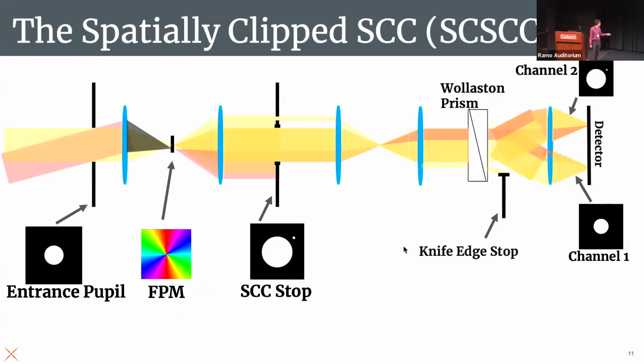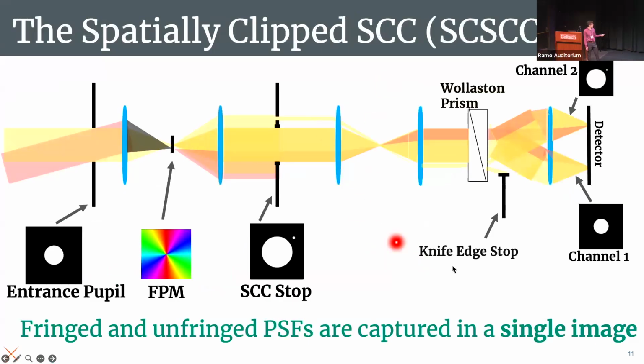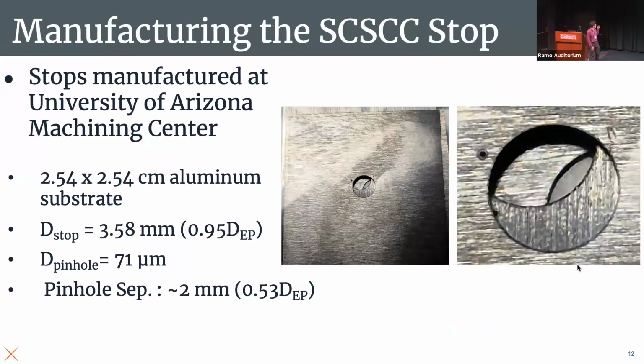And so in this lovely diagram, we have the initial setup of our SCC, and we then feed our beam through a Wollaston prism, which splits our light into horizontal and vertical polarizations, and we block out one of these two pinhole beams using a knife-edge stop. And so what we get as a result is both our unfringed and fringed PSFs on the same detector. So we're capturing all of the information we need to sense our wavefront within a single image.